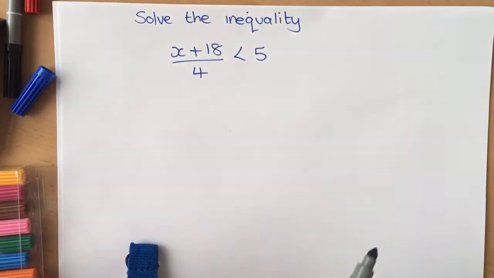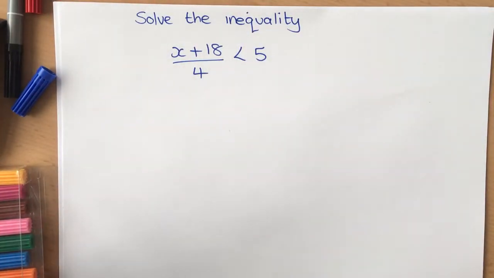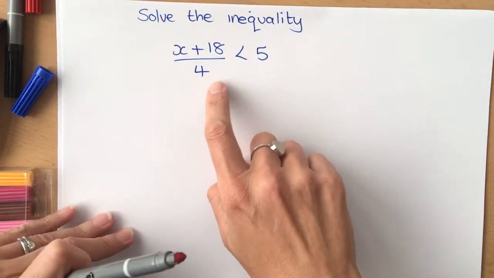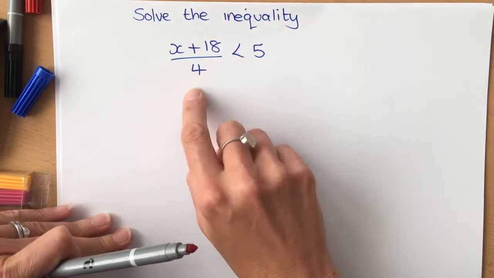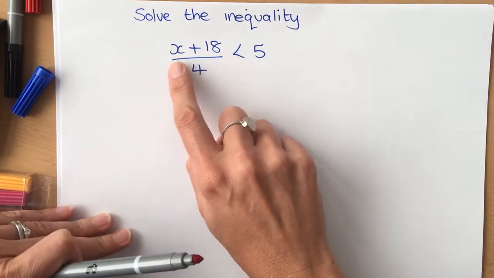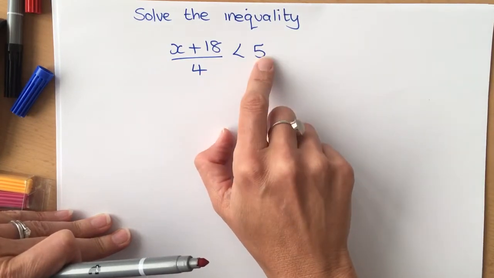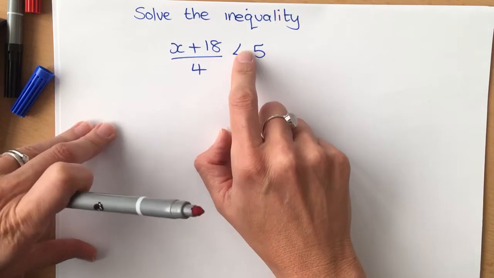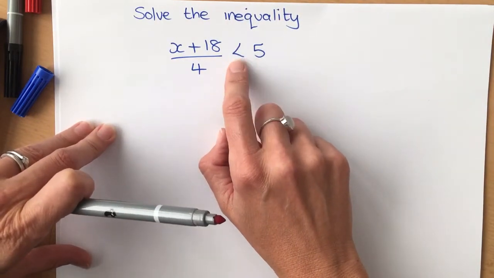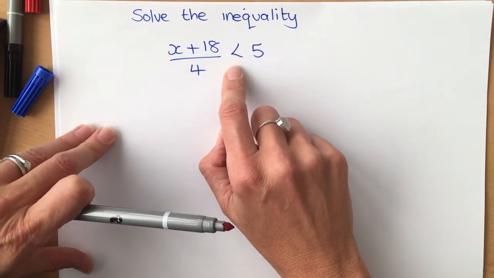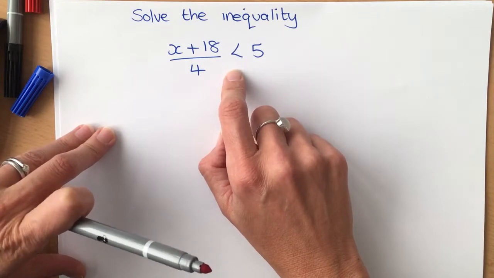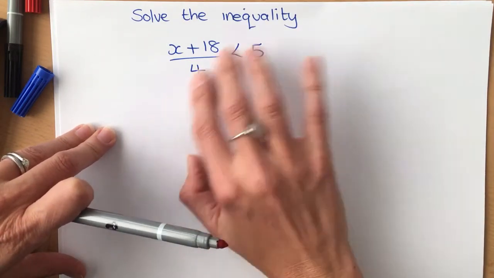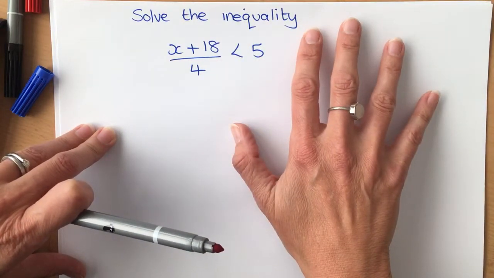Right, this video is going to look at how to solve the inequality (x + 18) all divided by 4 is less than 5. Now, when we solve an inequality, we have to make sure, and this is really important, that the inequality sign stays within your equation throughout the question.